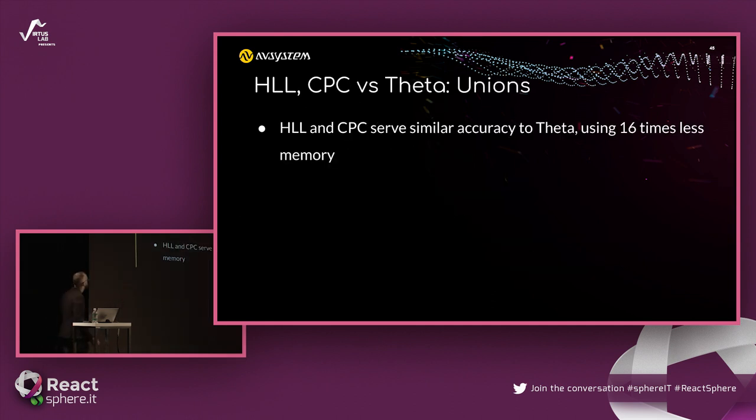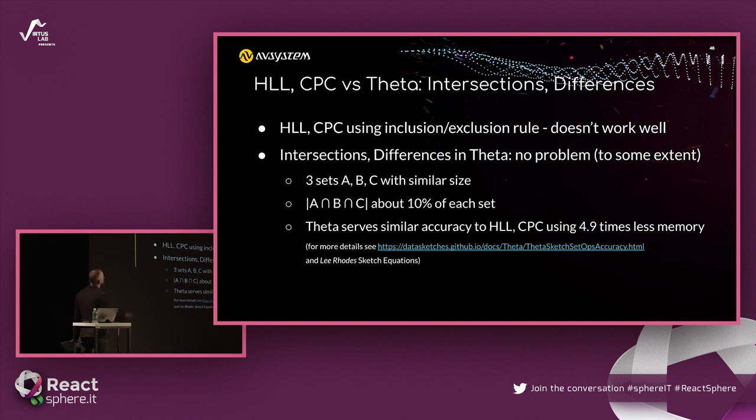Okay, so now, HyperLogLog and CPC versus Theta, if you only need unions. HyperLogLog and CPC serve similar accuracy to Theta using 16 times less memory, so no reason to use Theta. But if we have intersections and differences, we can use the inclusion-exclusion rule with HyperLogLog and CPC to estimate them, but in fact, it doesn't work well. And intersections and differences in Theta are no problem.